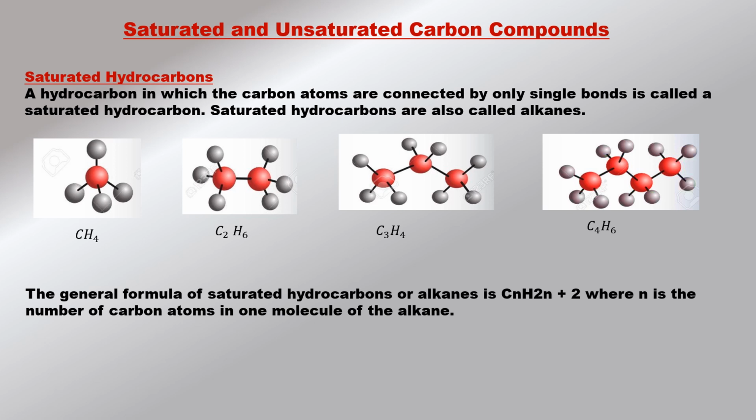If an alkane has one carbon atom in its molecule, then n=1, and its molecular formula will be CH4. If an alkane has two carbon atoms in its molecule, then n=2, and its molecular formula will be C2H6. The saturated hydrocarbons, or alkanes, are chemically not very reactive. They are quite unreactive.